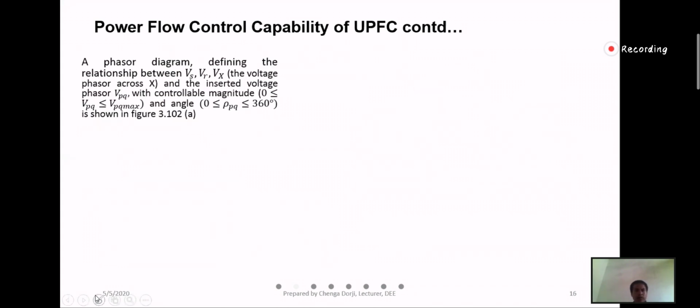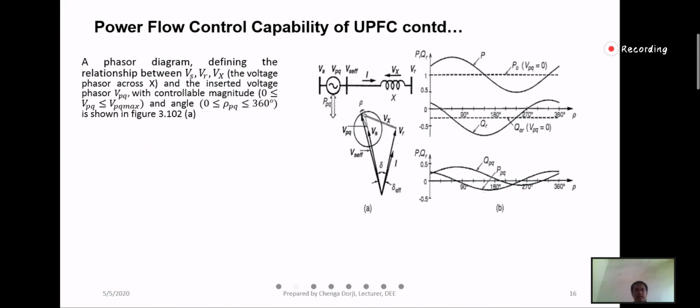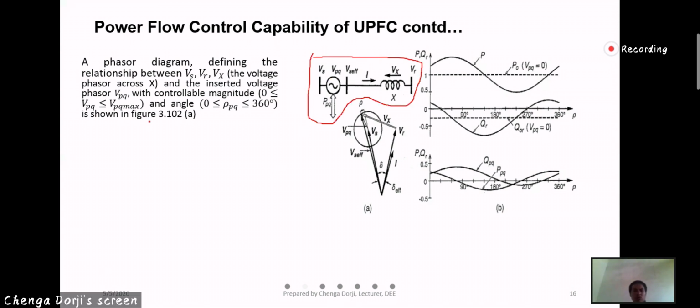Then another one you can see is the phasor diagram, which defines the relationship between Vs, Vr, and Vx, the voltage phasor across X. The figure we already have is above. Here the relationship of Vs the sending end voltage, Vr the receiving end voltage, and Vx, which is nothing but the voltage across this line impedance X, is shown, and is variable within 0 to VPQ max and angle 0 to 360. So it can be 360.